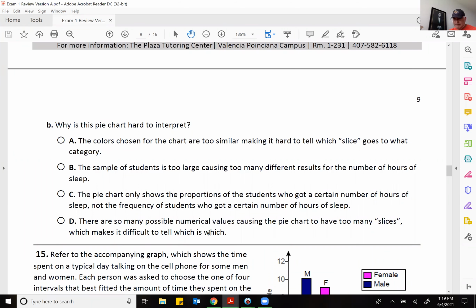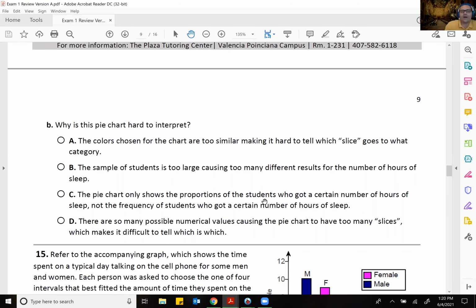D. Say it again. D. It is D. Sir, why not the other ones? I feel like some make sense, right? You feel like some make sense. Well, let's talk about each one of these. But the true answer is D.